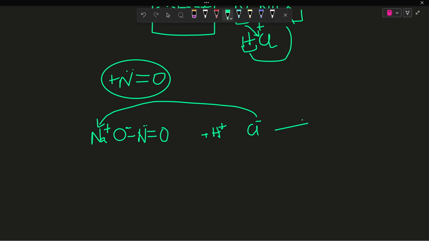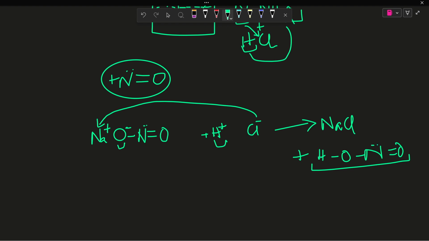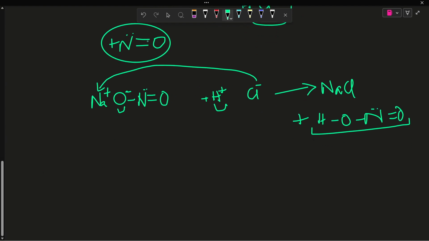So we'll be getting NaCl plus H. This H will be forming a bond with this oxygen. So we'll be getting HO and N double bonded to O. Fine, this is what we have got, a lone pair over here. Right now, this is called nitrous acid.